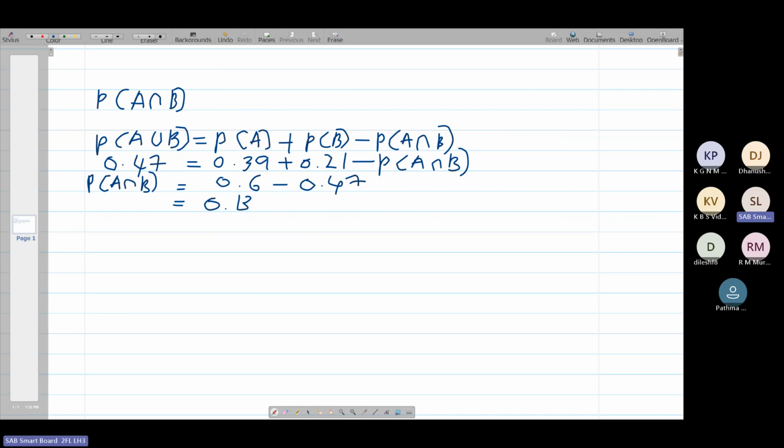Okay. The next one is only A. Part C asks only A, it means A only. It means A intersection B dash, A only. Then the probability of A is 0.39. Then deduct the intersection 0.13. What is the probability of A only? 0.26.